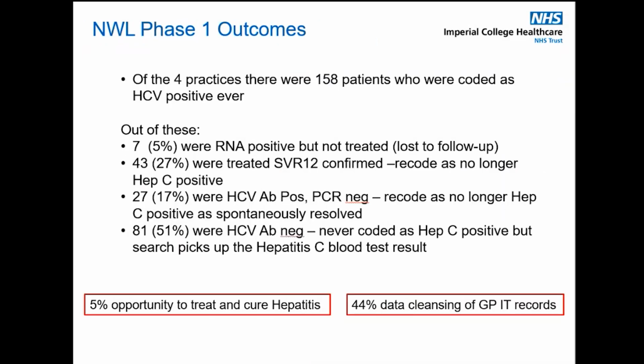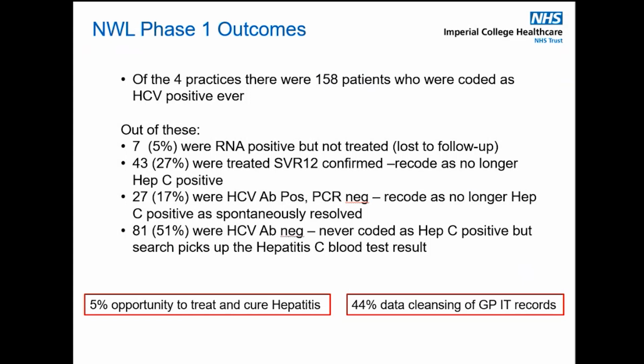So phase 1 outcomes. We ran the search anonymized in 337 practices. We then decided to look at 4 practices in particular across Northwest London. And we found 158 patients were coded as hepatitis C positive. However, once that patient identifiable information was shared back at Imperial with the Operational Delivery Network clinicians, they cross-checked that data. And as you can see, 7 of them were lost to follow-up. So 7 out of the 158 were lost to follow-up.